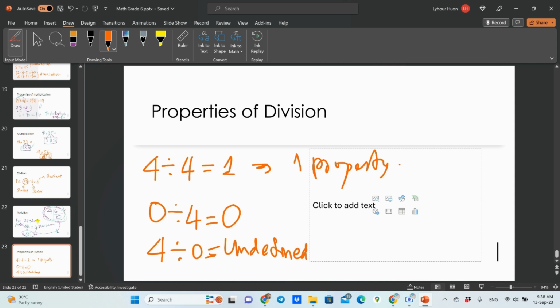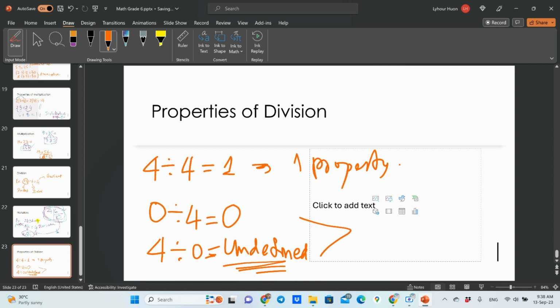For example, if you have $4 but you have zero accounts, how many dollars are in each account? You don't have an account, so it's undefined. That's a problem. Some students may think 0 divided by 4 is zero, so 4 divided by 0 is also zero. No. 4 divided by 0 is undefined. We cannot define what this number is. We don't know.